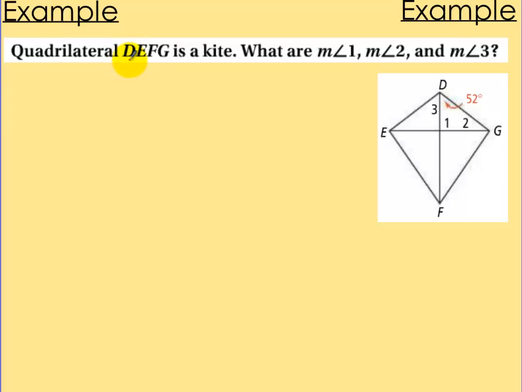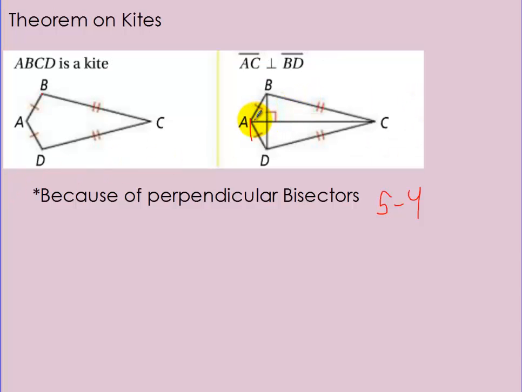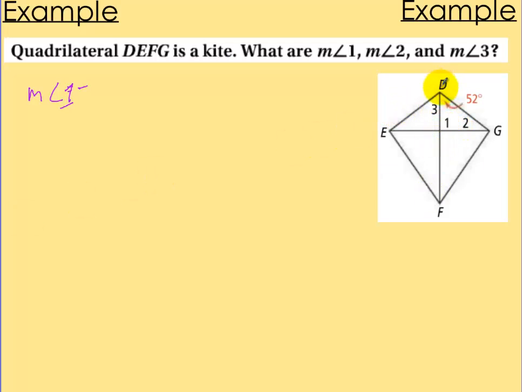All right. Quadrilateral DEFG is a kite. What are the measures of angle 1, angle 2, and angle 3? So, measure of angle 1. I've got this shape right here, and one of the properties I learned is that the diagonals are perpendicular. I know that EG and DF are perpendicular. So I'm going to say EG is perpendicular to DF. Since those are perpendicular, I know measure of angle 1 equals 90 degrees.